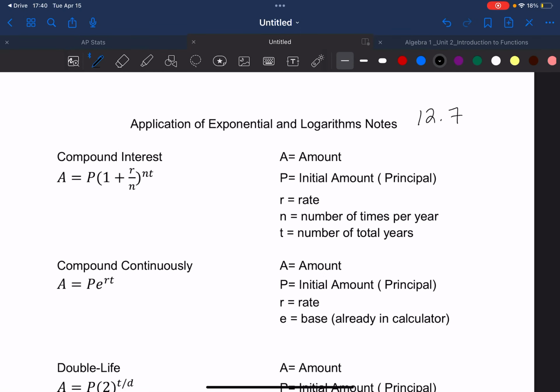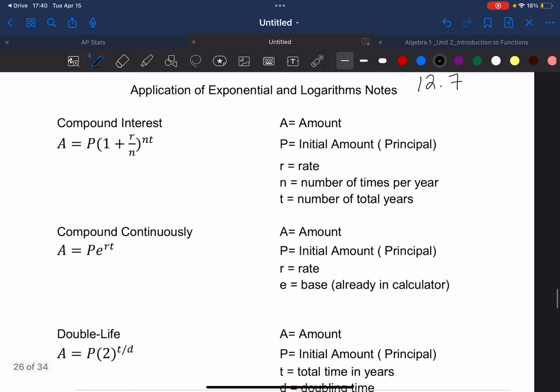Okay, this is 12.7 notes, applications of exponentials and logarithms. So first we're going to look at the applications of exponentials, and by doing so, we're going to look at four equations. We're going to look at compound interest, compounded continuously, doubling time, and half-life. What you'll notice on each of these is that a lot of the variables are the same.